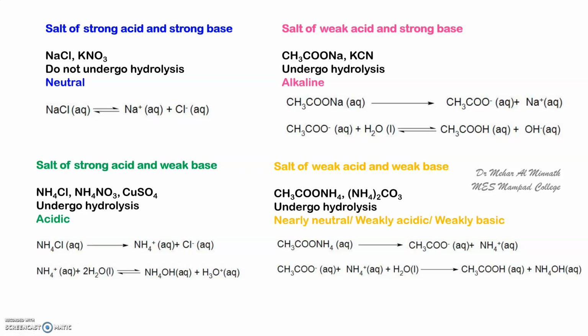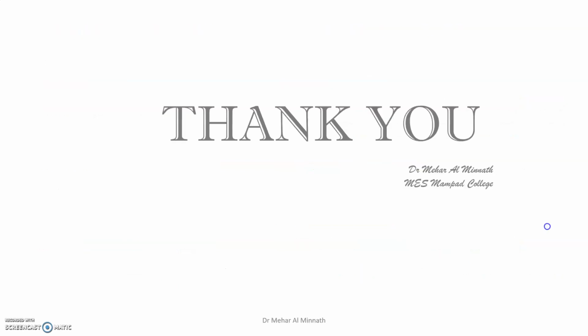That depends upon the relative strength of this weak acid and base. If acetic acid is weaker than ammonium hydroxide, the solution will be basic in nature. If ammonium hydroxide is less basic than acetic acid, then the solution will be acidic. So it depends upon the pKa value. Otherwise, the solution almost becomes neutral.